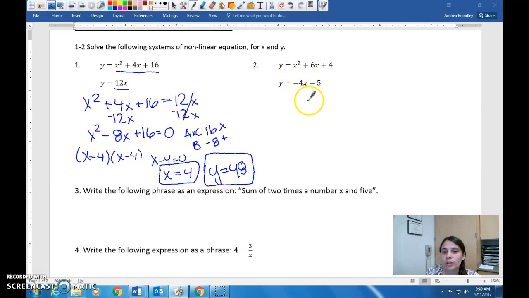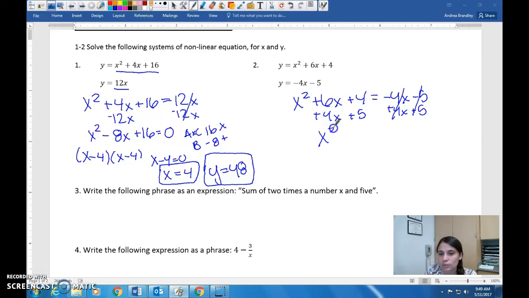I'll go through number 2 with you also, but I'm going to go a little bit faster now that I've explained what it is that I'm doing. So I'm setting these equal to each other and then getting everything on the same side. So I have x squared plus 9x plus 10 equals 0.